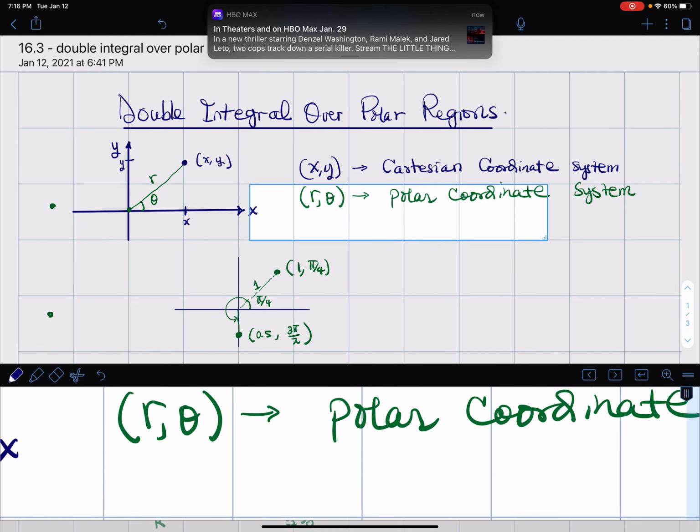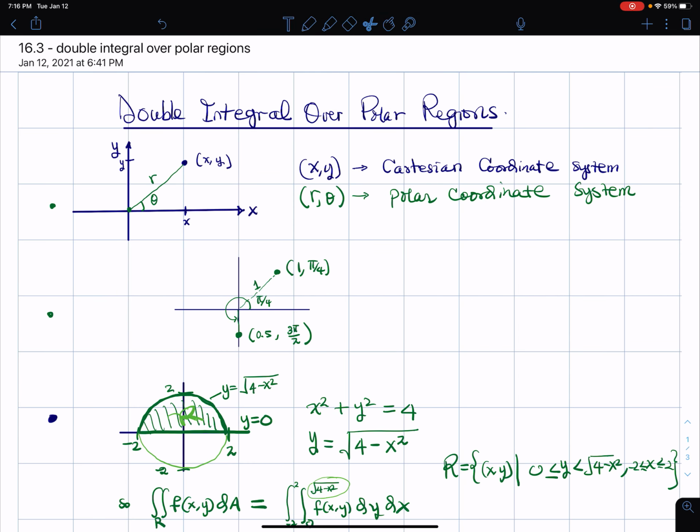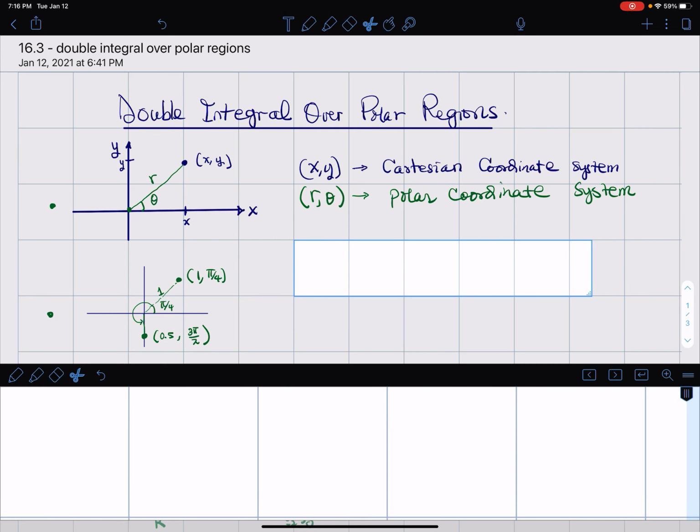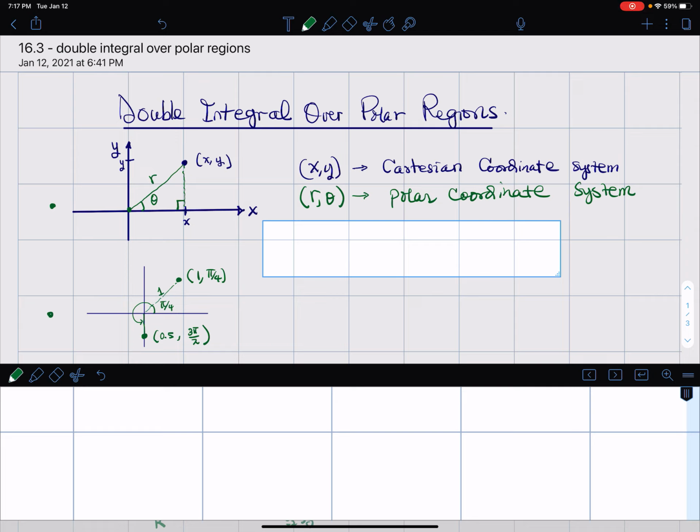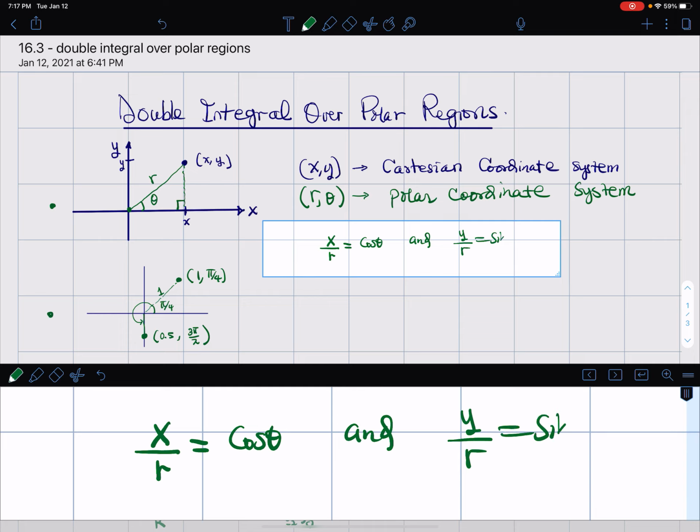This is how to convert between the polar coordinates and the Cartesian coordinates. Okay, if you look at this, we can form a right angle triangle over here. x is the adjacent, 0 to x is the adjacent, and 0 to y is the opposite. All right, so we have that x over r will give us cosine of theta, and y over r will give us sine of theta.